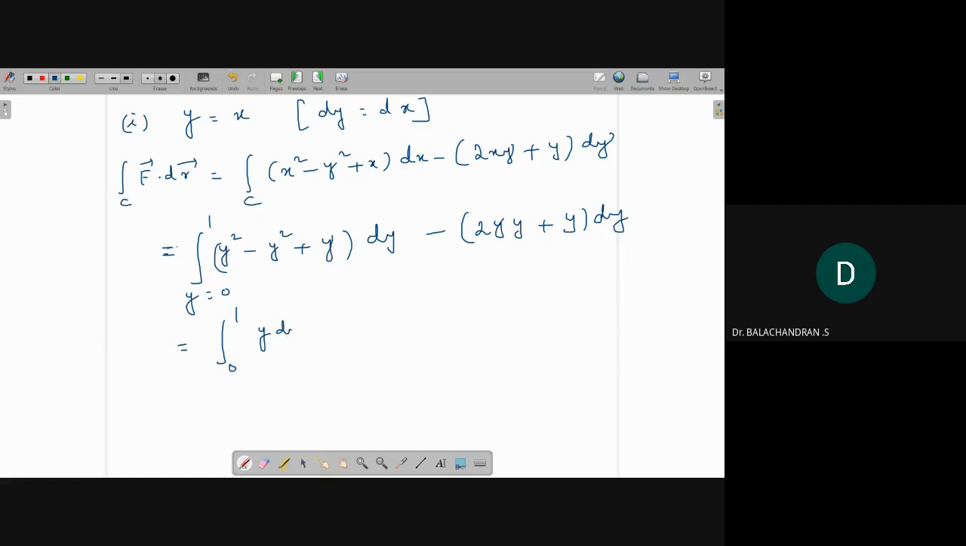minus, this is actually, okay, I think here you can cancel. It is better that y square gets cancelled. Plus y dy minus y dy gets cancelled. Remember, you have minus 2 y square dy. So minus 2 y square dy. So if you take minus 2 common, y cube by 3, 0 to 1. So from this you get minus 2 by 3. Upper limit is 1, lower limit is 0. So you'll get minus 2 by 3.